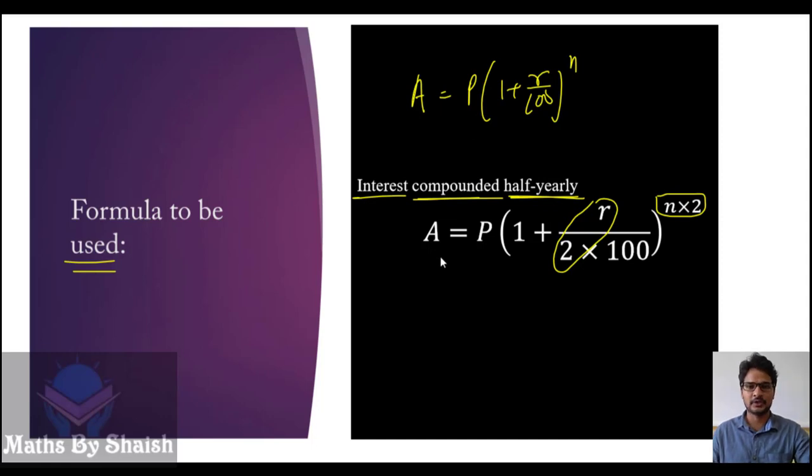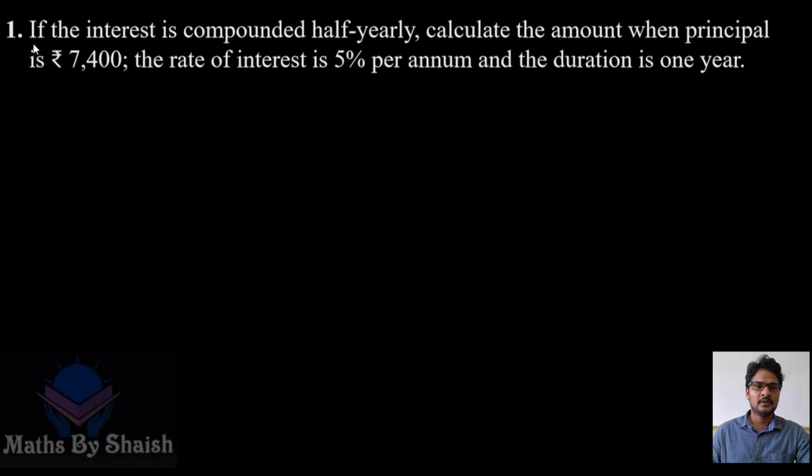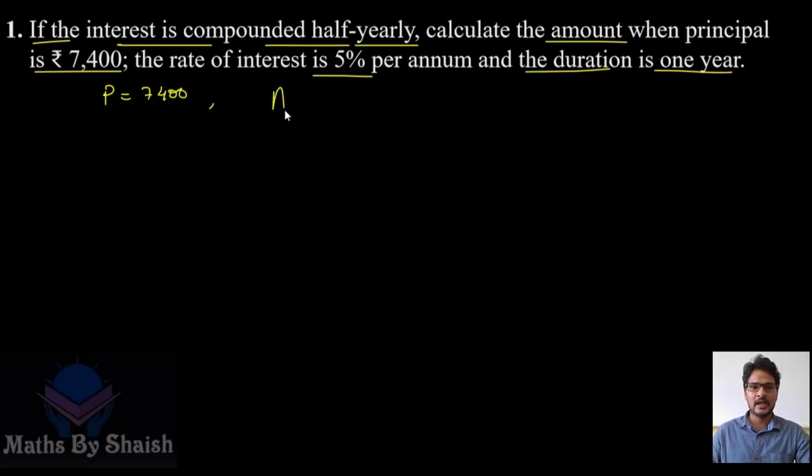So let's start with question number 1. Here's question number 1. If the interest is compounded half yearly, calculate the amount when the principal is 7,400, the rate of interest is 5% per annum, and the duration is 1 year. So we can see the principal P is given as 7,400, A is required, R is given as 5%, and time n is given as 1 year.